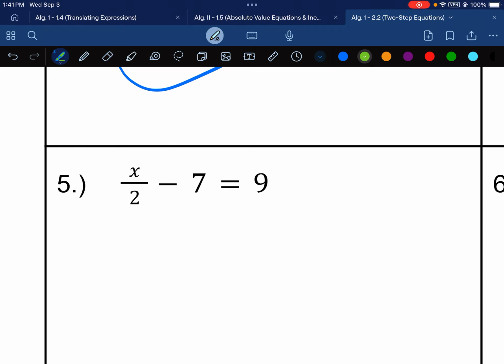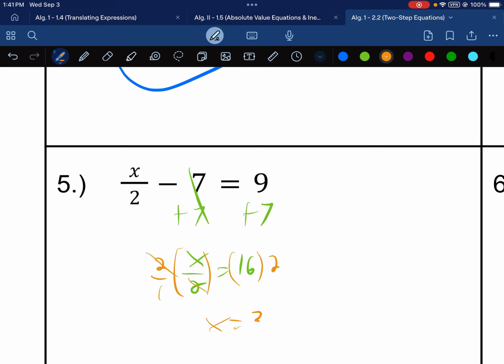Moving on to number 5 here, our x is being divided and subtracted. We undo the subtraction first by adding 7, and we get x over 2 equals 16. We multiply both sides by 2 or 2 over 1 to undo the division, and we end up getting x equals 32.